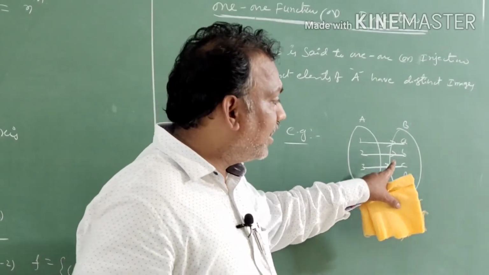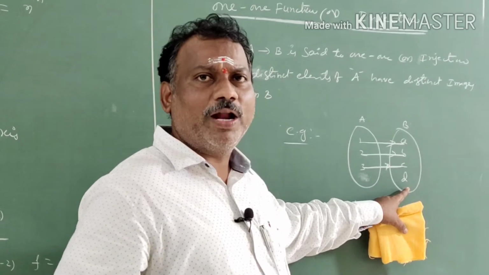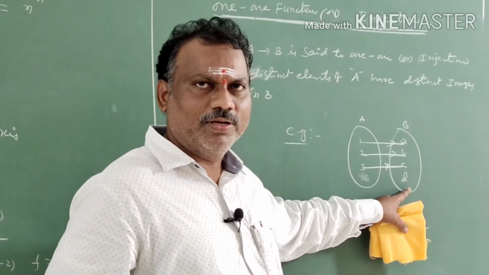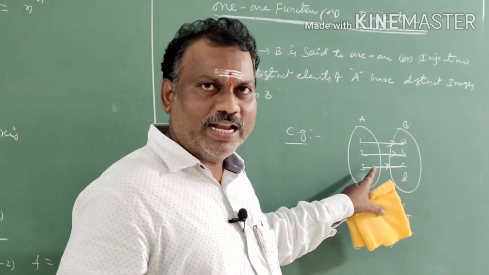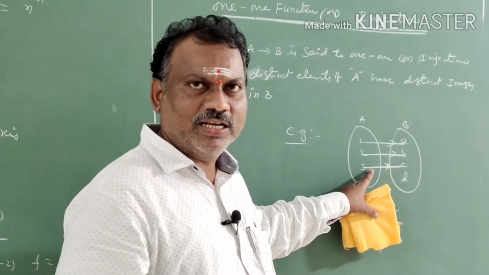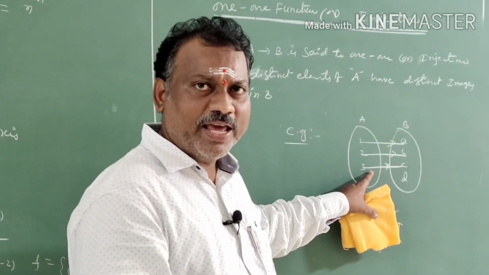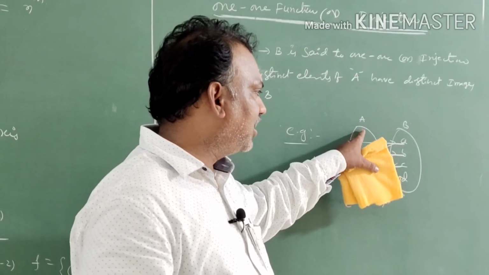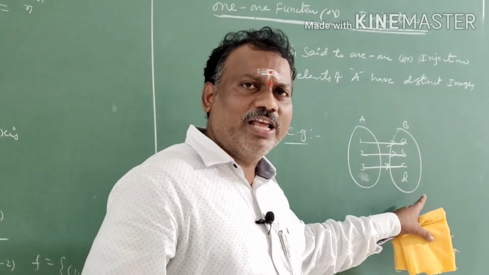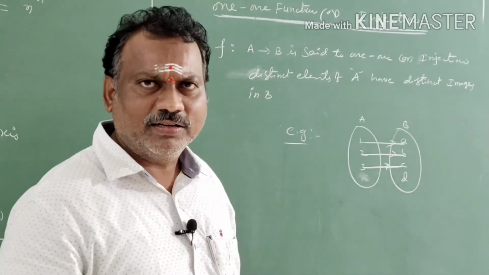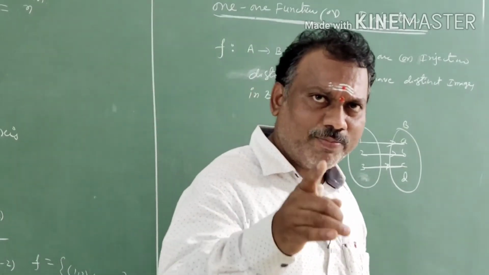Clear, students? In the codomain there may be an unpaired element, no problem. It can be, no problem. It cannot be also, no problem. But here, it cannot be always. If there is an unpaired element, that means there exists one element in set A without image, so it is not a function. That's why that is a very, very important rule.